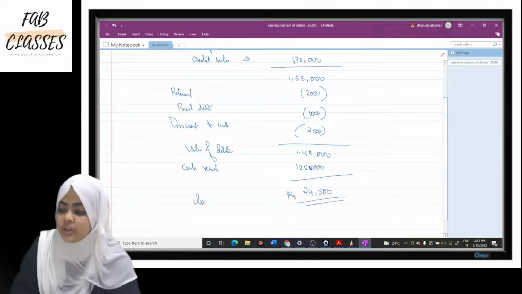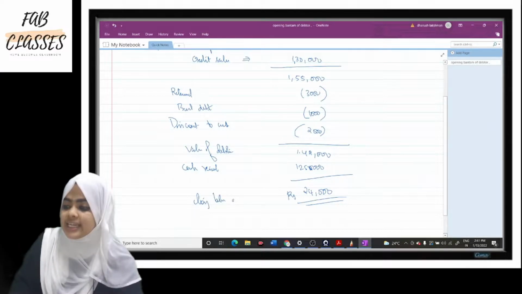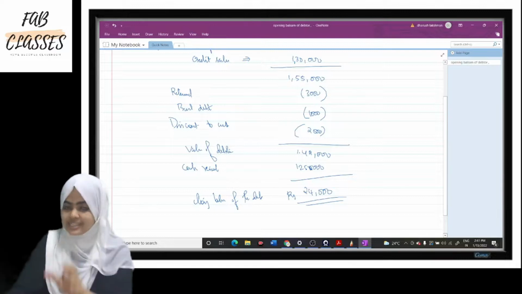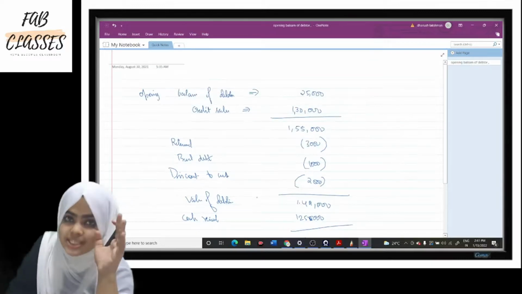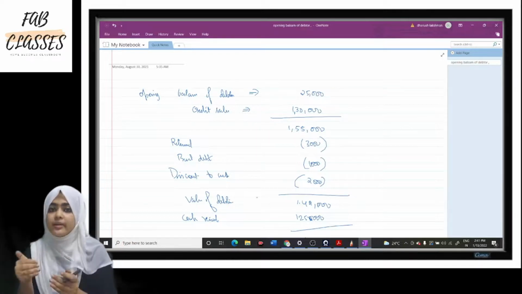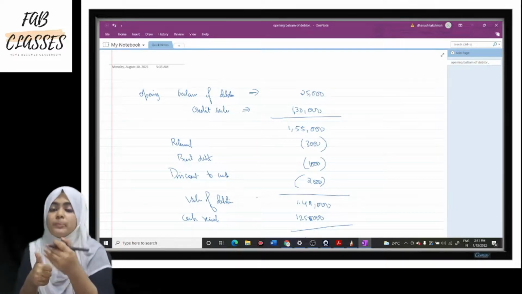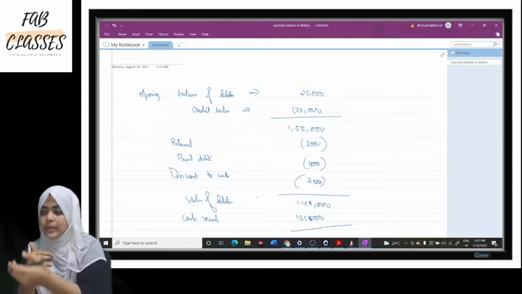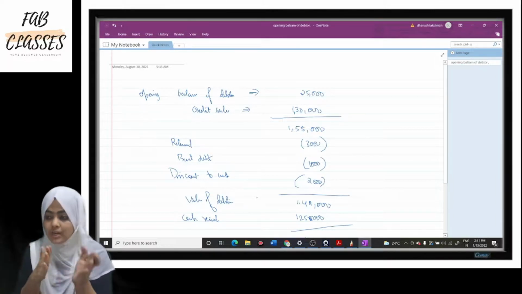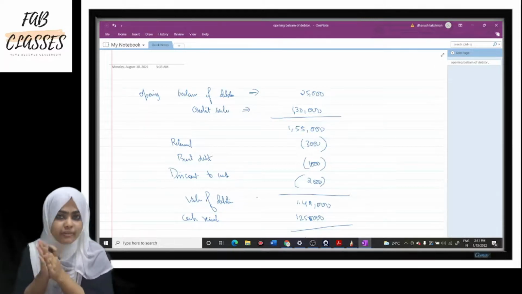This would be the closing balance of the debtors. I hope you got it now. Once again, I'll rewind. In the starting of the year, we had 25,000 rupees debtors, and then in that year we made credit sales. Credit sales of 1,30,000 was made, so our debtors value increased to 1,55,000.